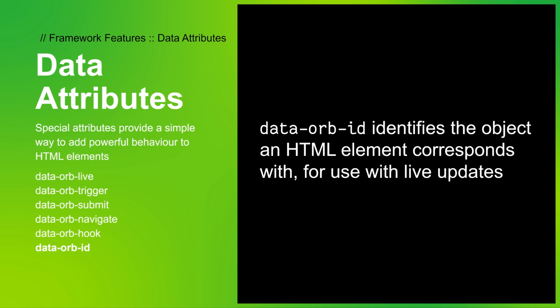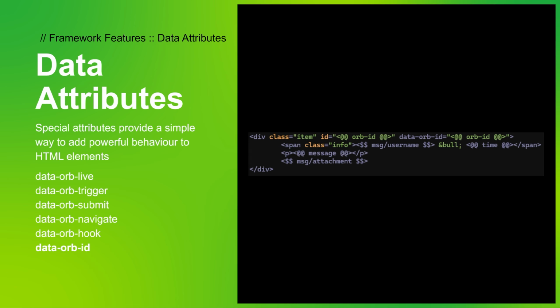The data-orb-id attribute identifies the object used with live updates. It is what makes it possible for orb to update and remove objects from a page, as it identifies the object for orb. The data-orb-id attribute should be set to the value of the special orb ID directive.